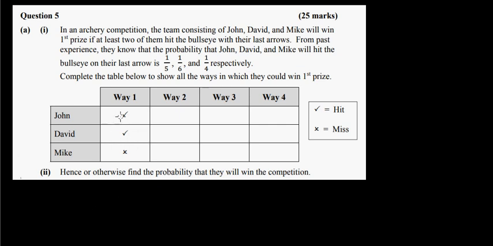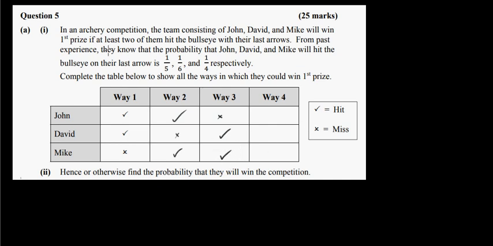So this is one way. John could hit first with his last arrow, and then Dave with his last arrow, and then Mike will miss. You could have, let's see, whoops, that's the wrong one. Let me just get rid of that. So we could do this one. Dave could miss and Mike could hit. We could have, let's see, John missing, Dave hitting, and Mike hitting.